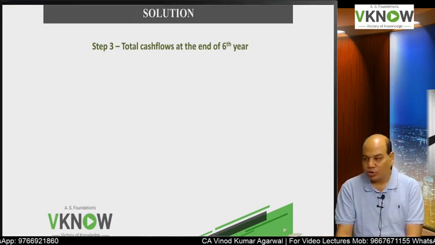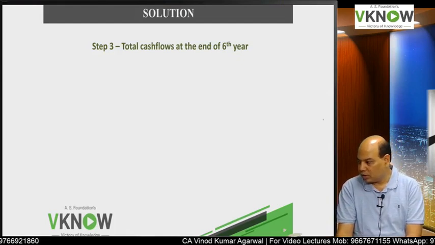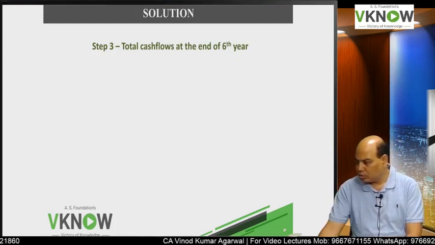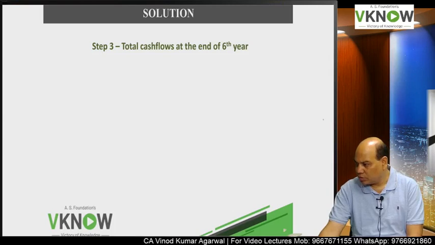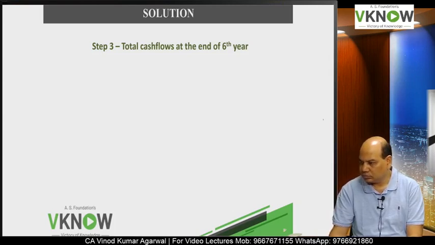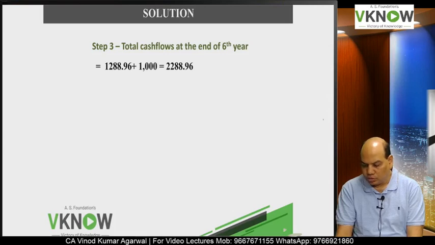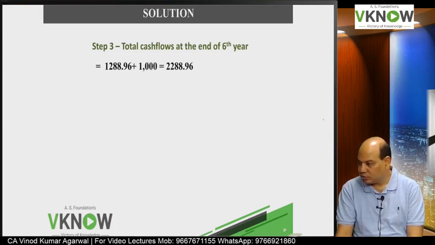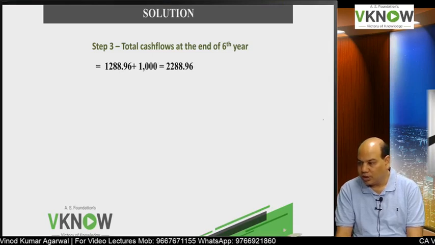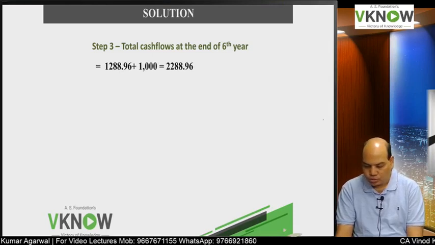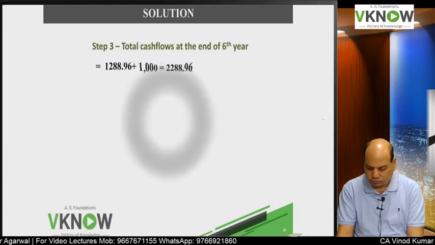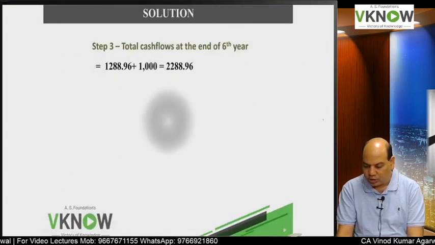So step 3, total cash flow at the end of 6th year. You will add 1288.96 plus 1000. So how much is that? 2288.96. 2288.96 is right.